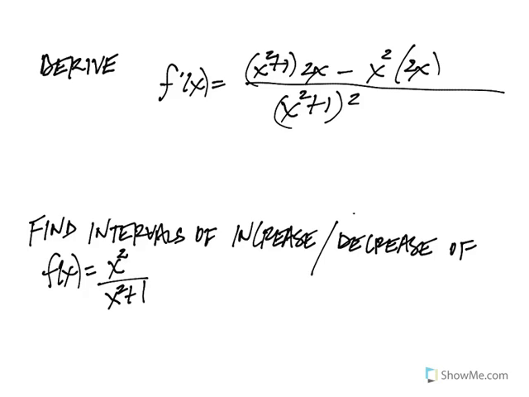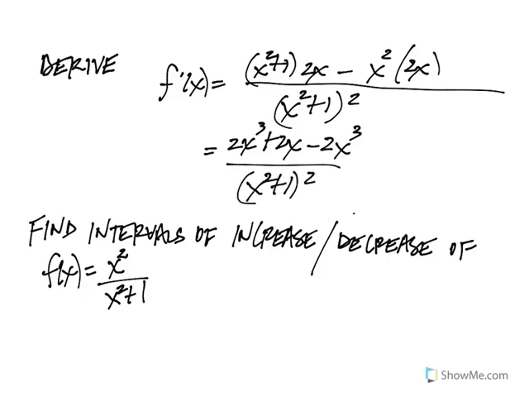All right, so I'm going to clean up the top. This is going to give me 2x cubed plus 2x minus 2x cubed. This is all over x squared plus 1, the quantity squared. This, again, is y prime. I want to clean up the top. That gives me 2x over x squared plus 1, the quantity squared.